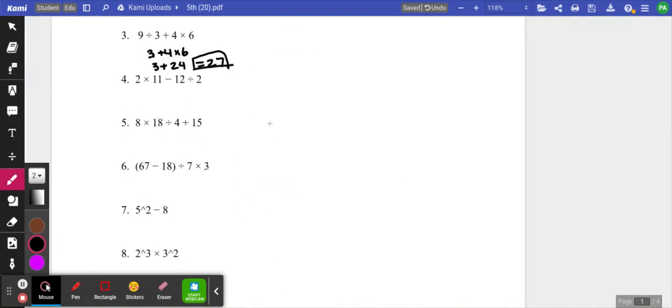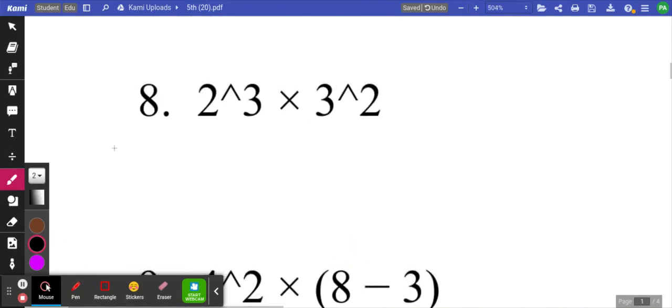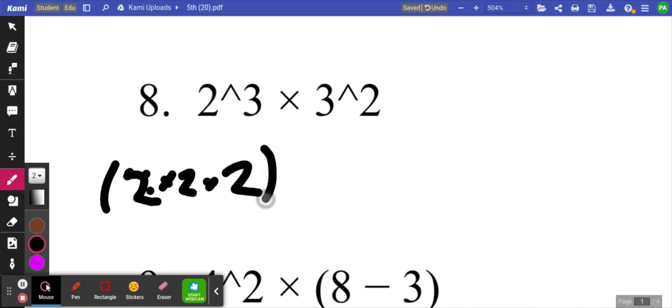Let's try an exponent problem. So let's look at number 8. An exponent is basically saying, for example, this exponent of 3 is showing that 2 is going to be multiplying 3 times. So it's going to be 2 times 2 times 2, and that's 8.